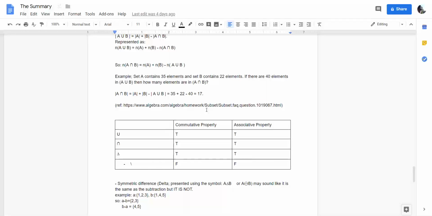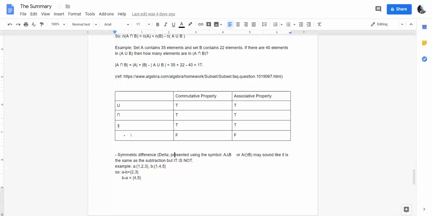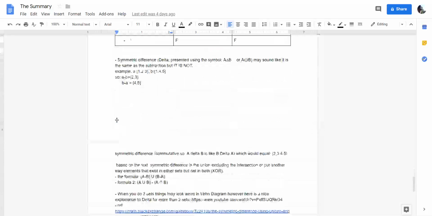We know the commutative and associative properties of the union and the intersection. And again, we know what this is: the symmetric difference, which is denoted by the symbol there, called delta. This is basically an exclusive or. You have the elements of both sets, but not the intersecting elements.